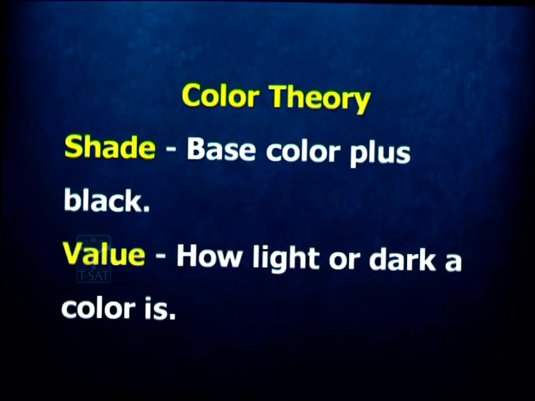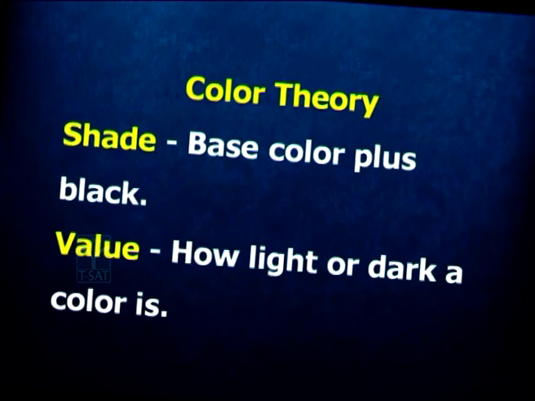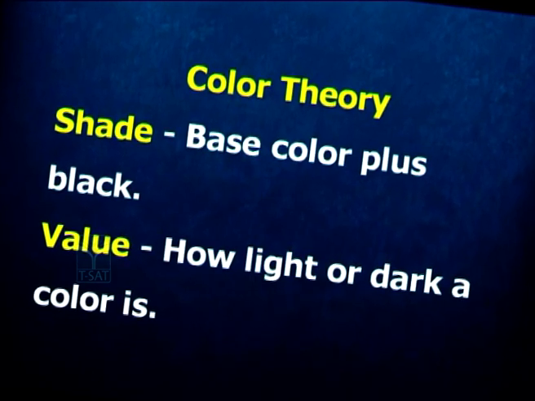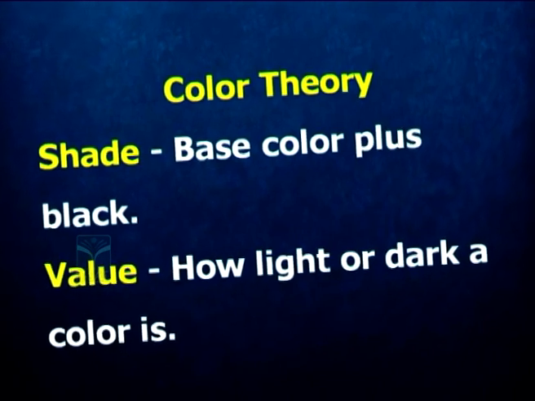Another aspect is value, right. How light or dark a color is. The value of a color is defined or known by seeing its lightness or darkness. What is the value? The higher intensity value or the lower intensity value. It is the value that is linked, again, to the idea of hue.